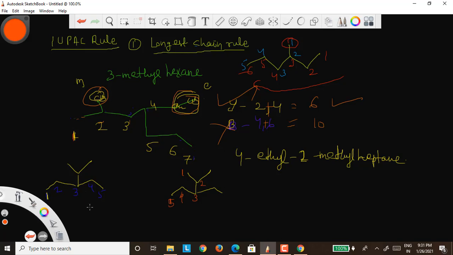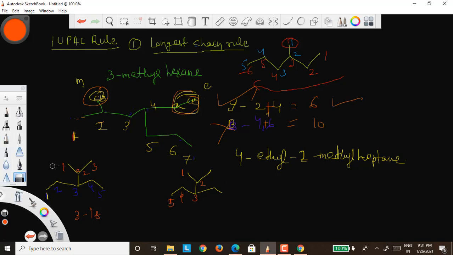Because if you take it like this, its name will come as 3... This is an isopropyl group. 1, 2, 3 propyl, because it is connected at the middle carbon, so that is known as isopropyl. 3-isopropyl. Isopropyl as an IUPAC name is not allowed. So 1, 2, 3. Sorry, this name will be like this.